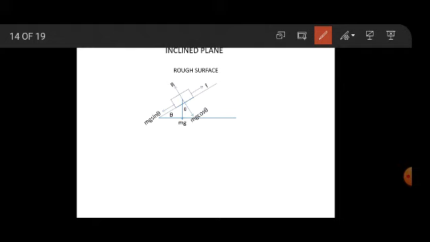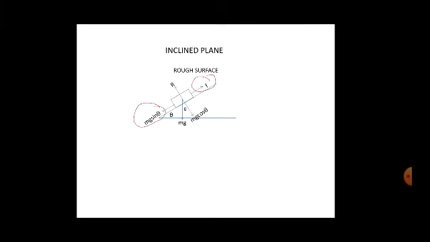When the surface is rough, now you notice here, you can see that there is a frictional force that is opposing the motion. This is acting downward. Frictional force always opposes motion. It's always in the opposite direction of motion. So that is what we have. So please note that. Now we are supposed to have two cases.